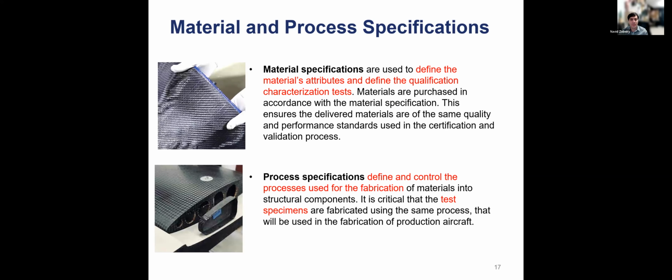So we're going to discuss material specification. We're going to discuss process specification. In summary, again, material specification, or material specs, defines all the properties and attributes of the material, and what qualification tests you have to do to show that it meets those limits. Process specification defines how to do the process, how to control the process, and what type of tests you have to do to show that you have gone through that process successfully. So let's look at some of these.